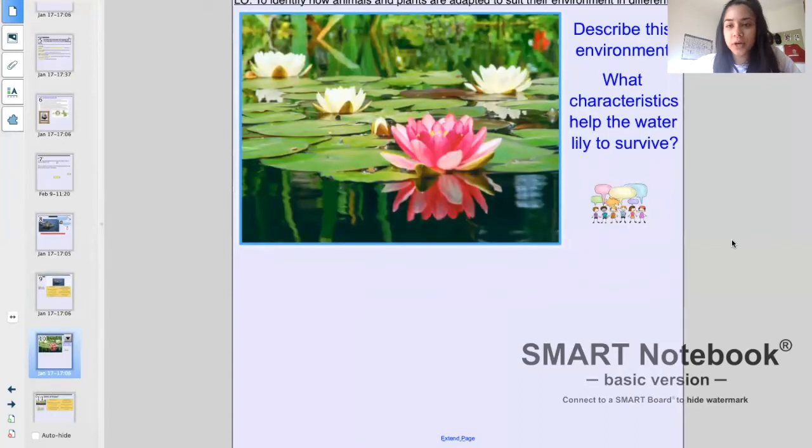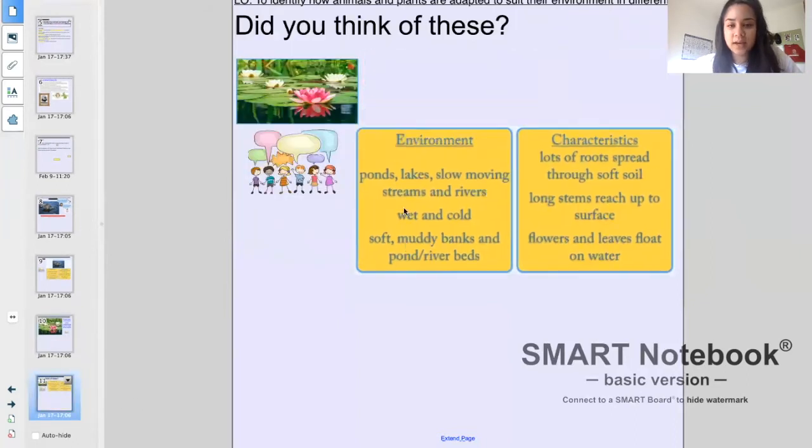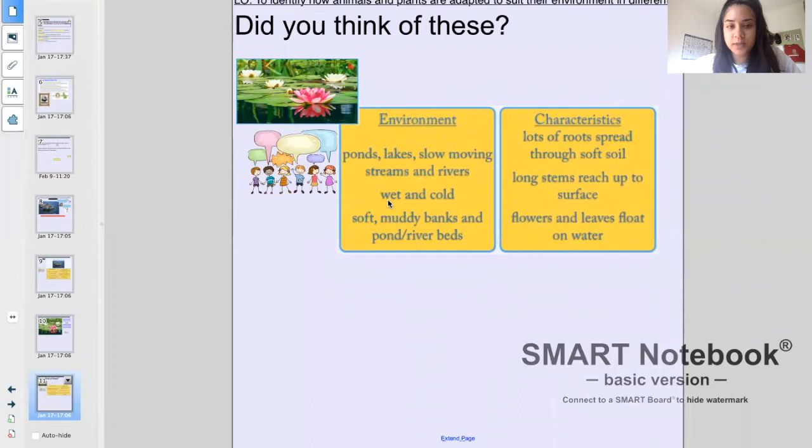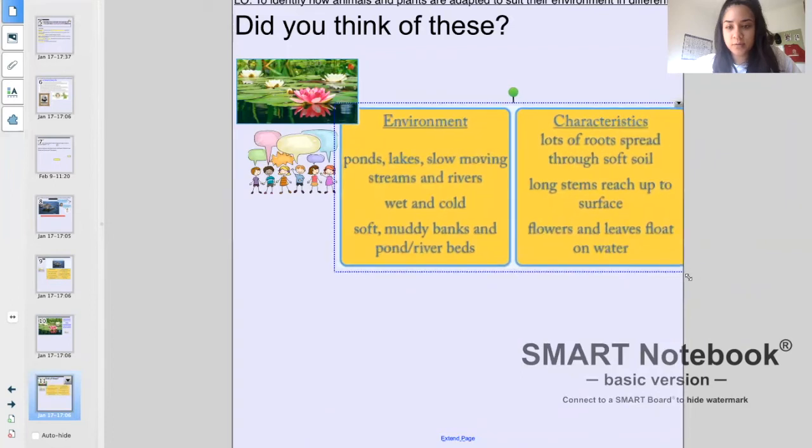Okay, so can you have a go at describing this environment? What characteristics help the water lily to survive? So this is a water lily. Here are a few water lilies here. What characteristics help this water lily to survive? Okay, so here are some ideas from me. I'll make it bigger if you would prefer that.